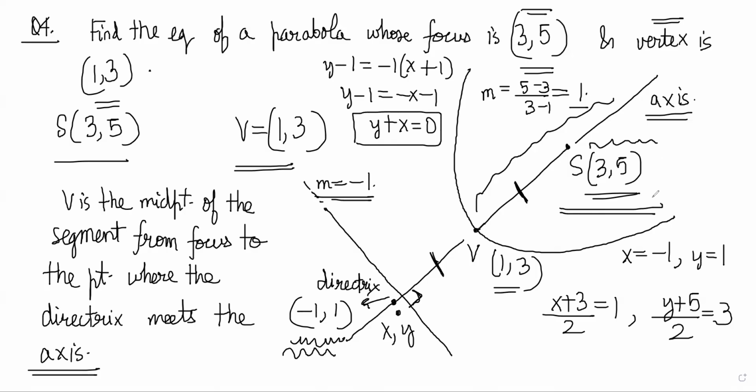So now the problem becomes very easy. We just have to do PS is equal to PM for a random point x comma y on the curve, right? And we will be able to find the equation of the parabola now. So that is how we solve this particular question.